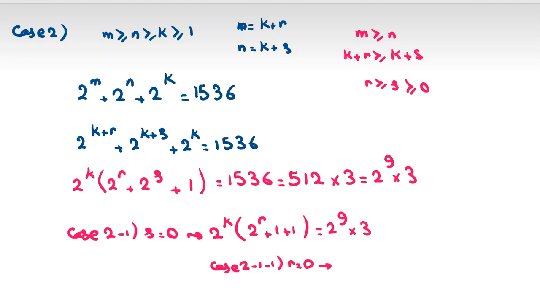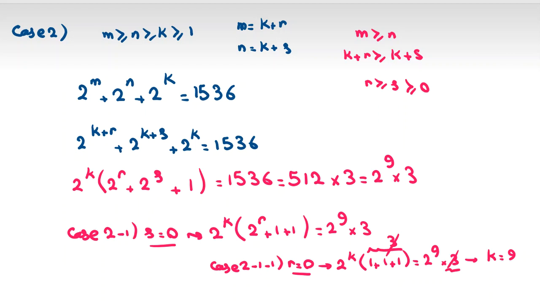Okay, when r is 0, you can say 2 to the k times (1 plus 1 plus 1) equals 2 to the 9 times 3. And this part, 1 plus 1 plus 1, is 3. So you can conclude k is 9 because of the 3 and 3. You can simplify: 2 to the k equals 2 to the 9, so k equals 9. So k equals 9, and I want to find the other variables.